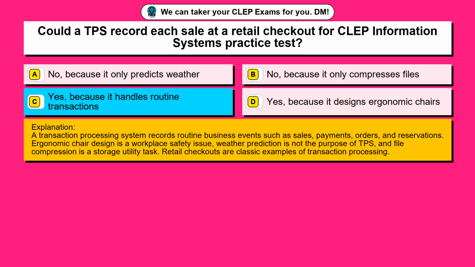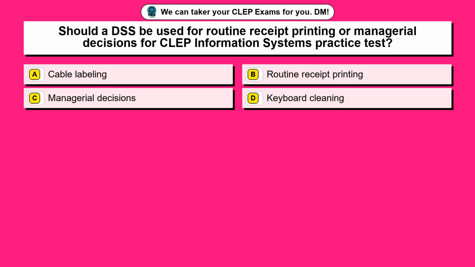Retail checkouts are classic examples of transaction processing. Question 8. Should a DSS be used for routine receipt printing or managerial decisions for CLEP Information Systems practice test?